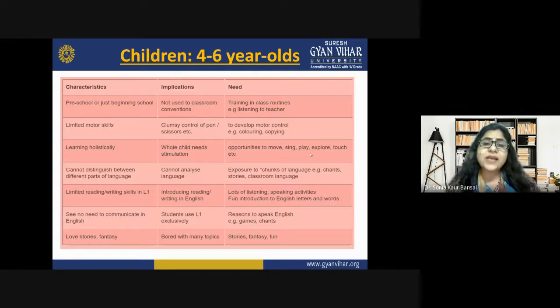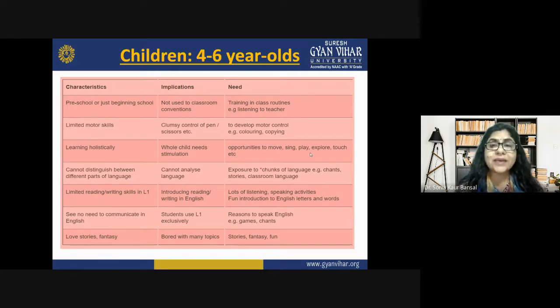The next characteristic is limited motor skills. At this stage, we are not expecting children of only 4 to 6 years old to be fully psychomotor skilled. They show clumsy control of the pen. They can hardly grasp it; they handle it with a vibration in their hand, or they just leave it. Motor control has to be developed with proper training.